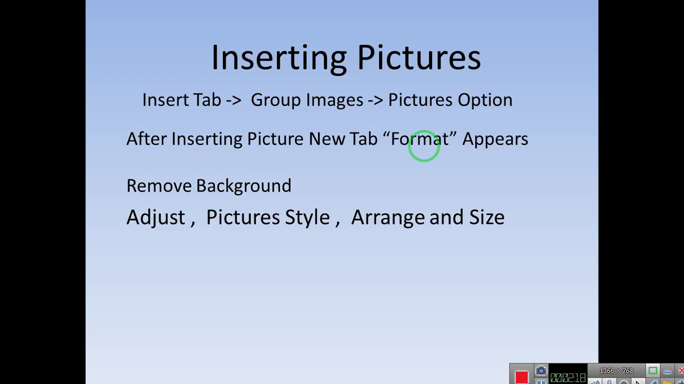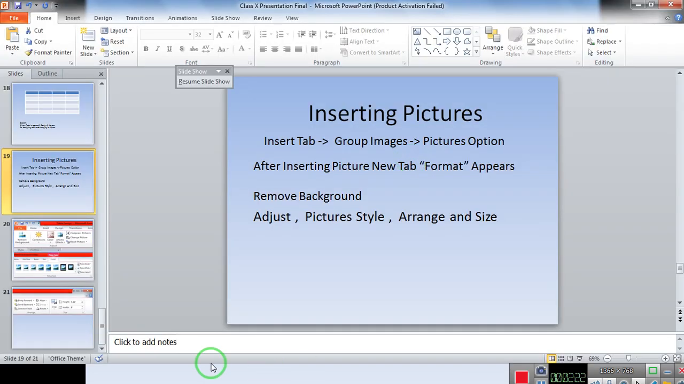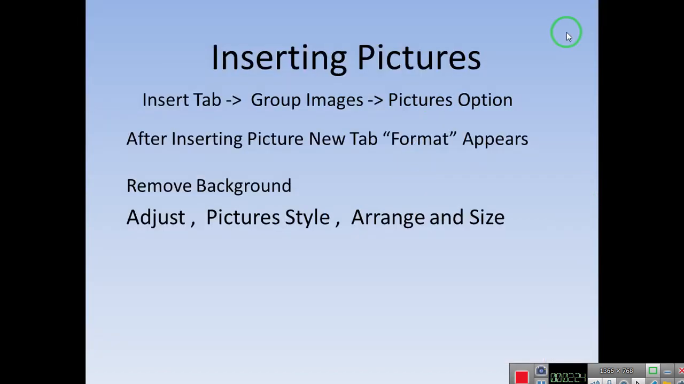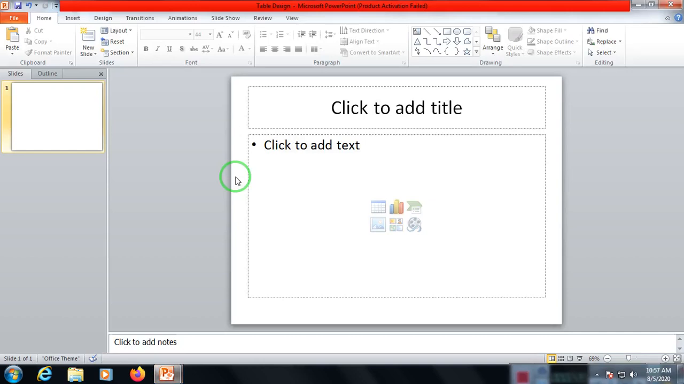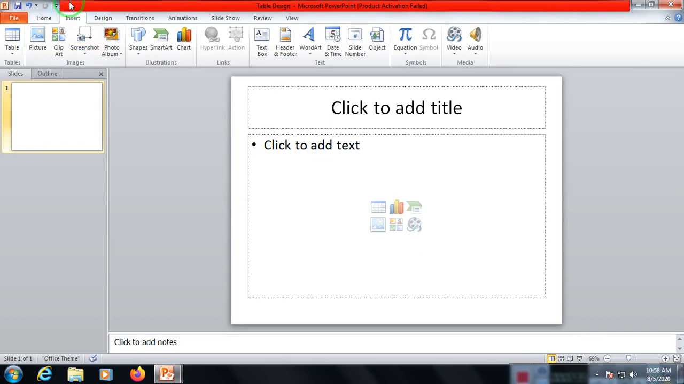So the very first thing, for inserting a picture, I'm going directly to a PowerPoint presentation. Now this is my simple plain empty PowerPoint presentation. Over here I have only one single slide. Now I'll go to the Insert tab. Just see, this is the Insert tab. In the Insert tab we have the Images group. In this Images group we have Pictures. So select Pictures, click on Pictures.